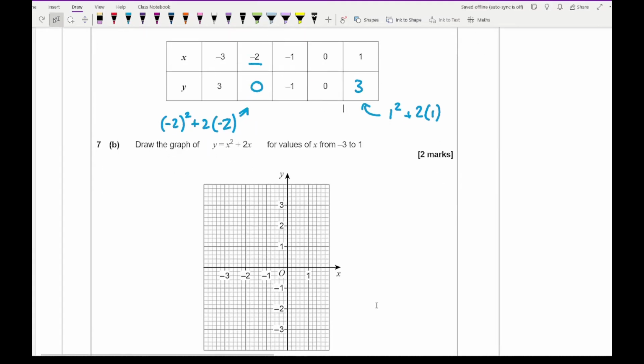Then for 7b, it just says draw the graph of x squared plus 2x. So for this, all I need to do is plot the coordinates from the table of values. So at minus 3, it's at positive 3. At minus 2, it's at 0. At minus 1, it's at minus 1. At 0, it's at 0. And at 1, it's at 3.